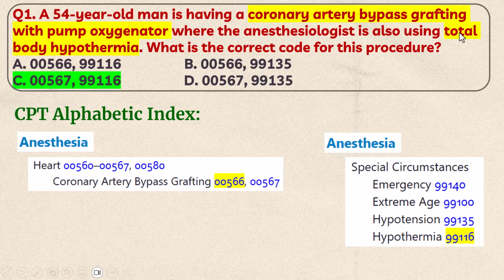Also the special circumstance for the anesthesia, that is total body hypothermia. So here again you have to go to the main index term anesthesia, then go for the subterm special circumstances. Here there are 4 circumstances available: emergency, extreme age, hypotension and hypothermia. In our case hypothermia, it leads you to the following code. Again come back to the tabular list and confirm the answer. Once you confirm, the correct answer will be answer C.